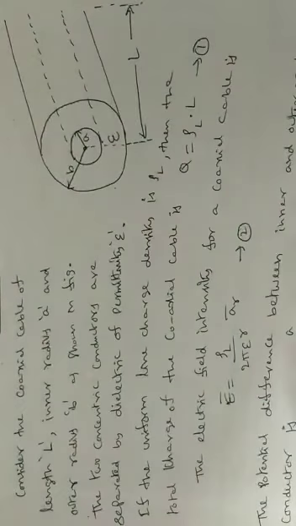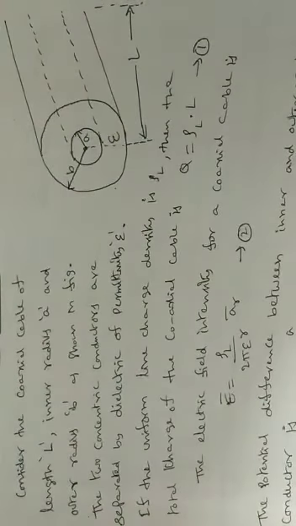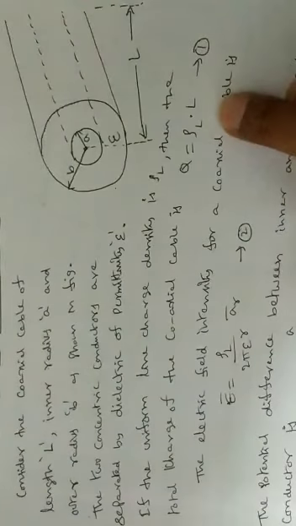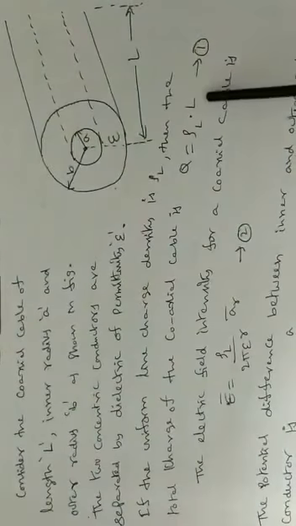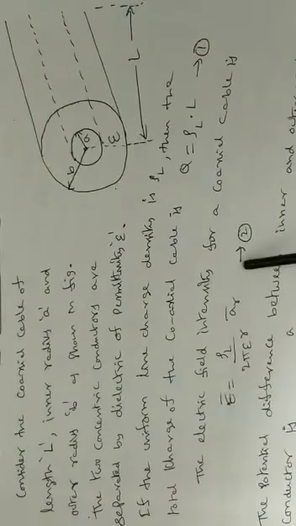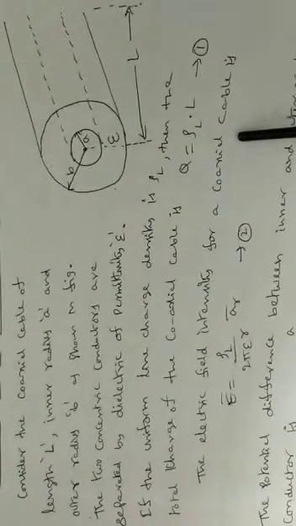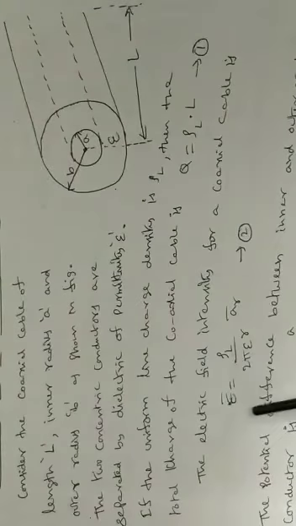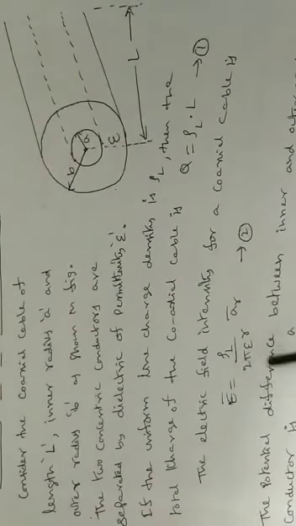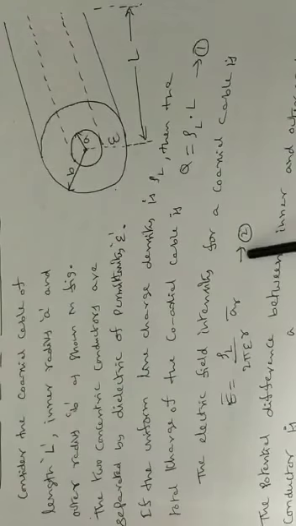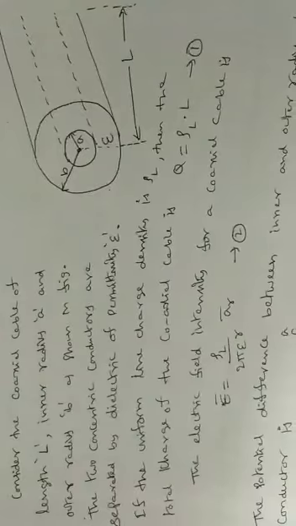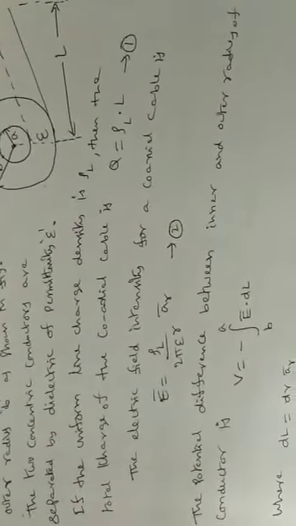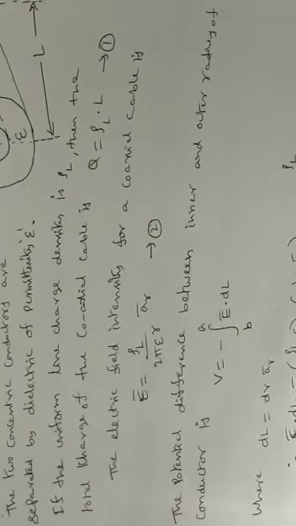Rho L is equal to Q divided by L, or Q is equal to rho L into L. It is a standard mathematical equation from module 1. So the electric field intensity of a coaxial cable is like that of a line conductor only. So for a line conductor, E bar is equal to rho L divided by 2 pi epsilon R into A R bar. Okay, now let's see the potential difference between the inner and outer radius of the conductor.